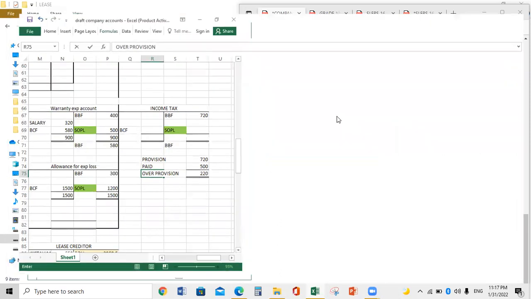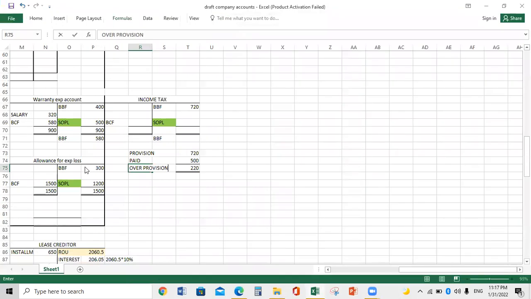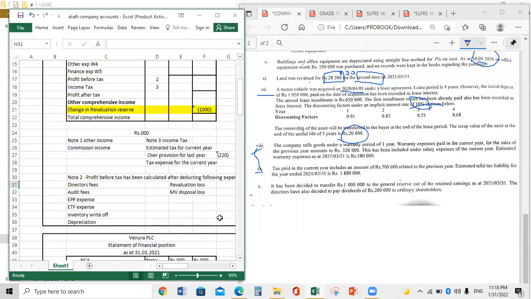220,000. This over provision should be recorded in note number 3. Do we add it or deduct it? Under provision is an expense. Over provision reduces your expense. Deduct it. It reduces your expense. Deduct 220. Under provision is an expense, and over provision reduces your expense.